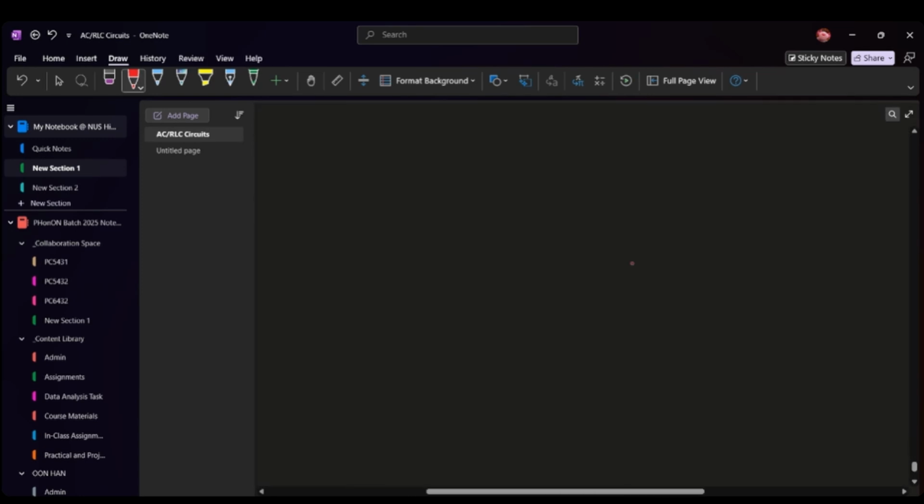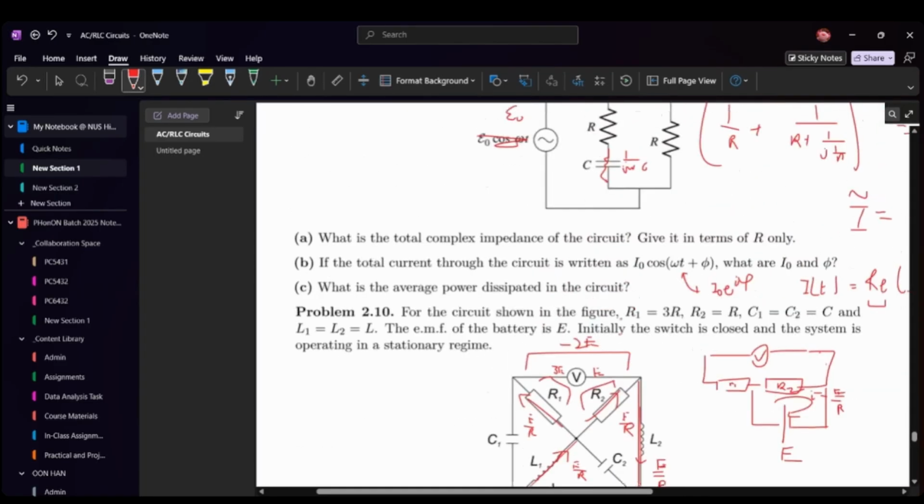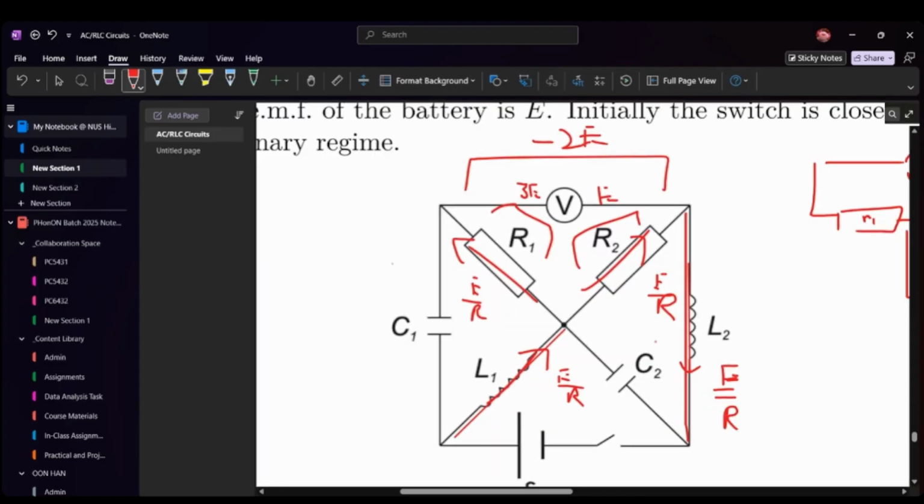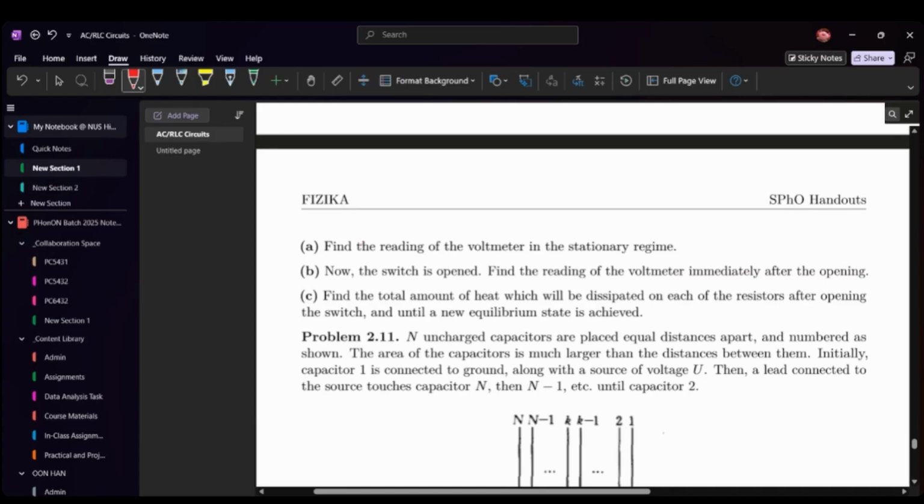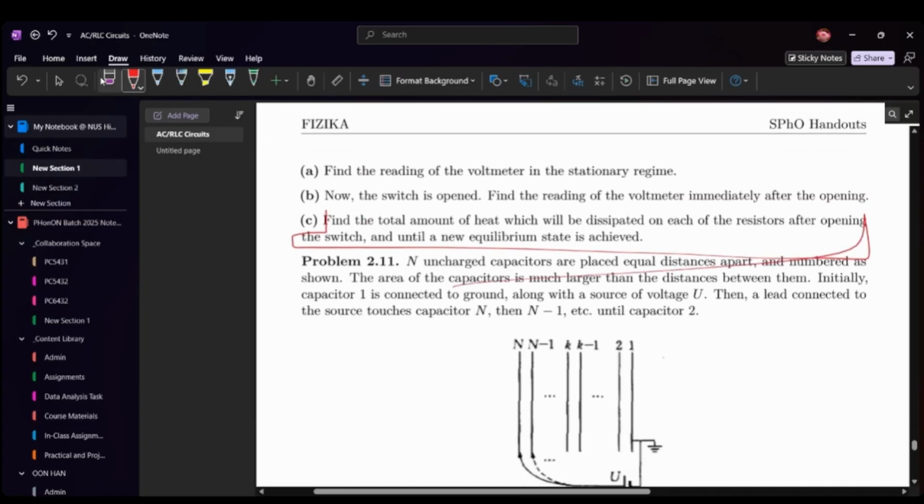Yeah. So this one is also kind of simple, because it doesn't actually involve any time dependence, but you basically just consider the currents through everything. And the last thing we need to do is find the total amount of heat which will be dissipated on each of the resistors after opening the switch and until a new equilibrium state.